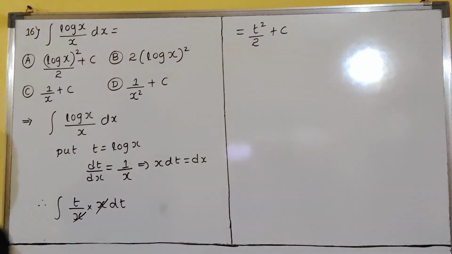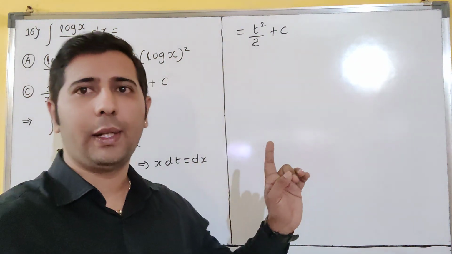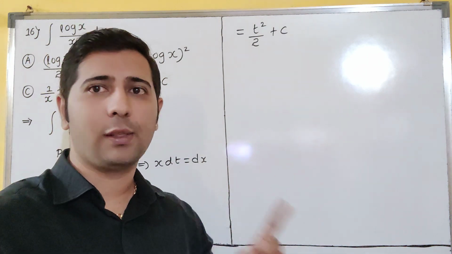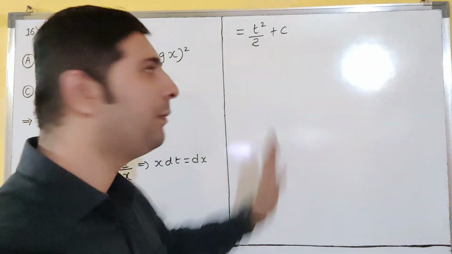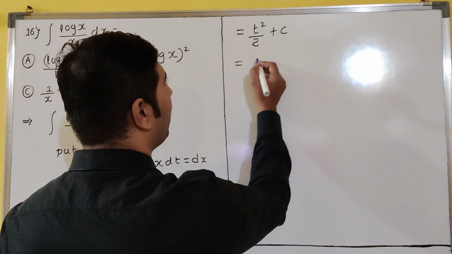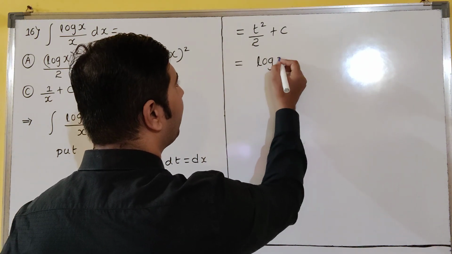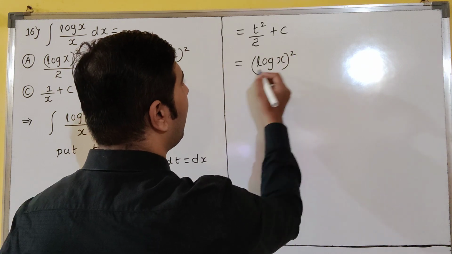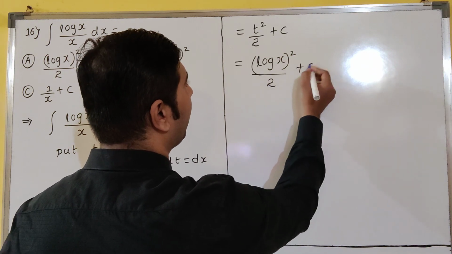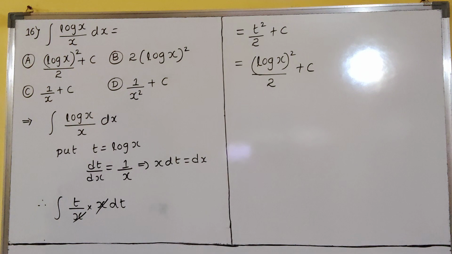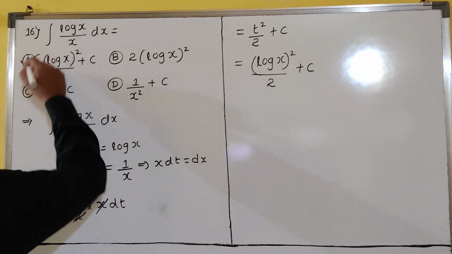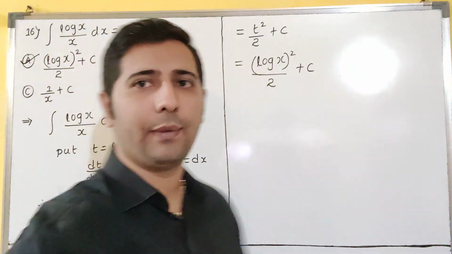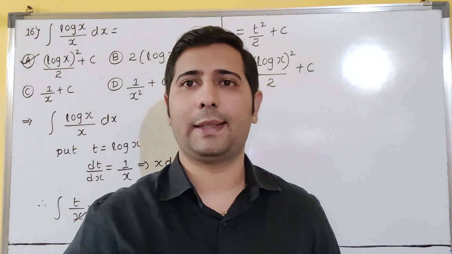Don't say 1. It's a derivative. I am not asking derivative. Integration of x is not 1. I am asking you integration, not derivative. Got it? So t is what, dear students? t is nothing but log x whole square divided by 2 plus c. Clear? So this is our required answer that will match with option A. I hope it is clear to everyone. Understood? So we'll see the next question.